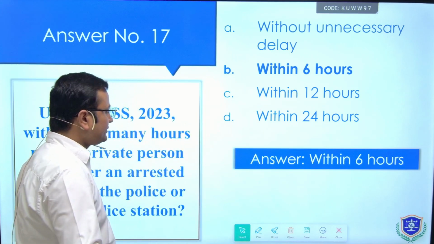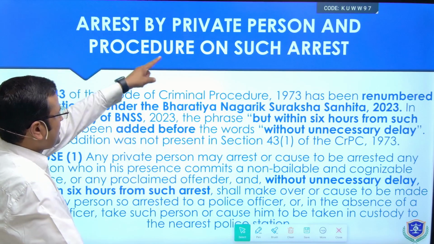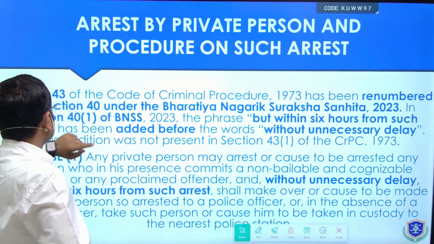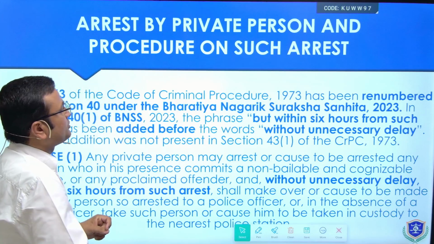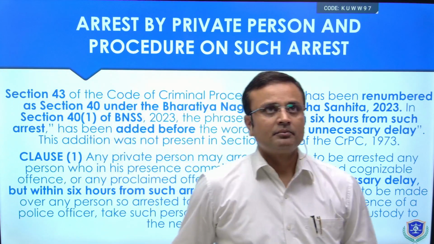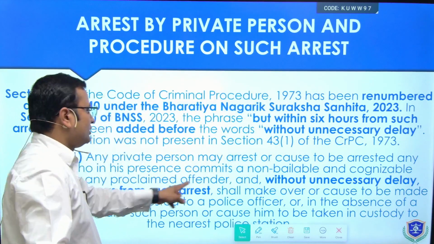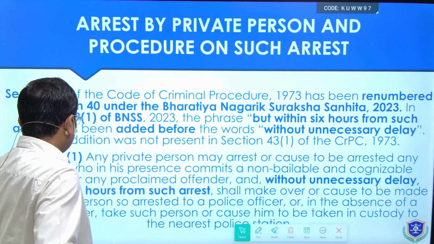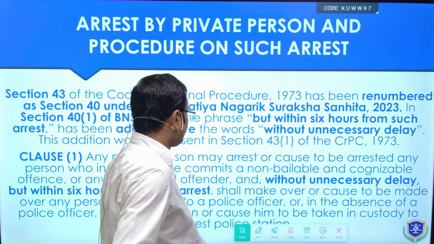Where is it given? What is the explanation? So, that is given in arrest by private person and procedure on such arrest, that is section 43 of the Code of Criminal Procedure, which has been renumbered as section 40 of the BNSS. So, it clearly provides that without unnecessary delay, but within 6 hours from such arrest, within 6 hours.